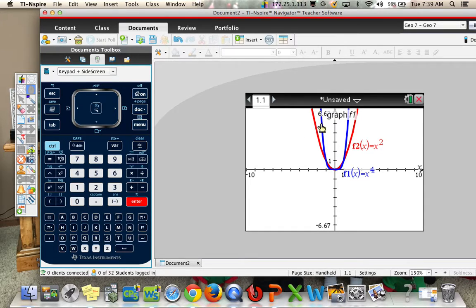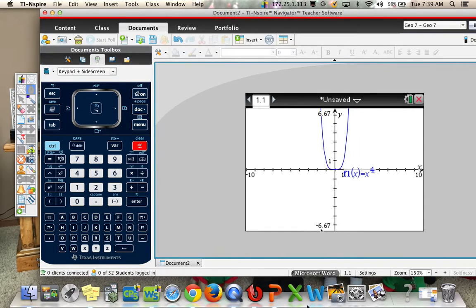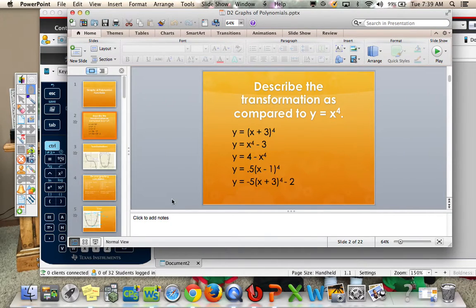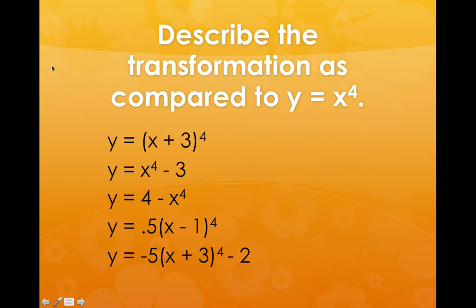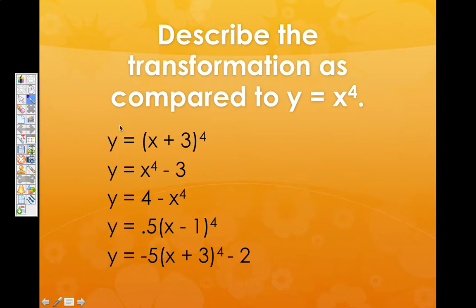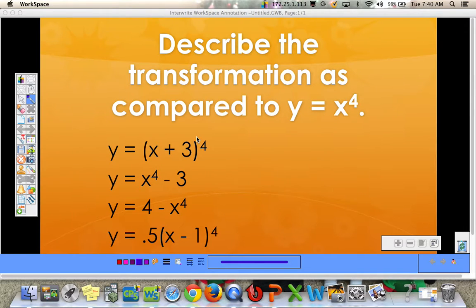So let me delete this again. Let's talk about the behavior of the graph right here compared to what we've learned last semester and this semester as well. So if you have x plus 3 in parentheses, how do you think that shifts the graph? We'll think back to other functions that we've looked at, and we know that x plus 3 shifts the graph left 3.